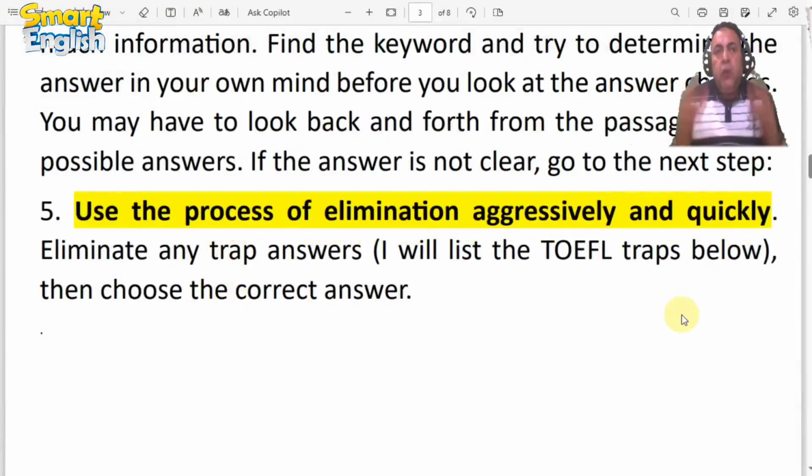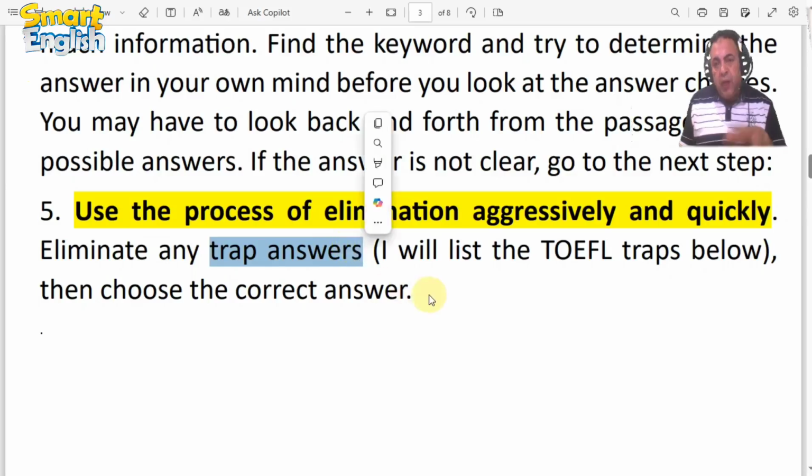By the way, when you look at the four choices, your eye directly goes to some choices that don't belong to the whole idea. They may be mixed ideas. They may contain a lot of information and further information which is not mentioned in the passage. So eliminate all of these choices because they are incorrect, okay? Eliminate any trap answer, okay? I will list the TOEFL traps now, okay? You have to pay attention and focus more on these traps to avoid falling into them, okay?